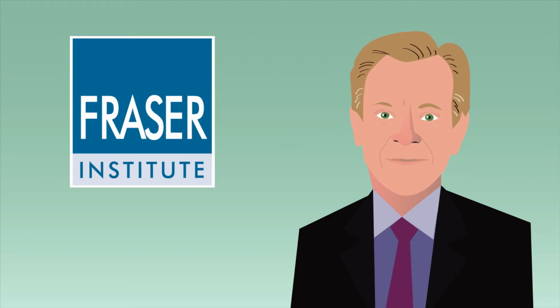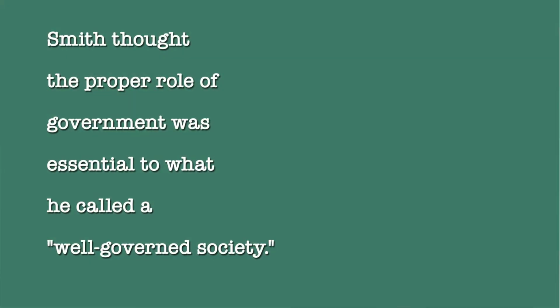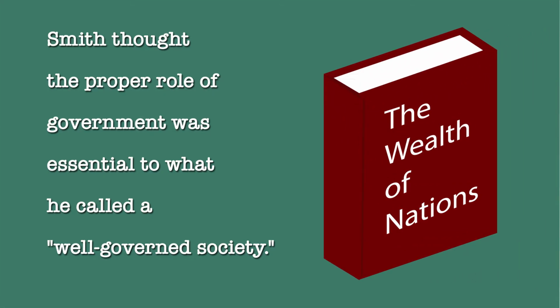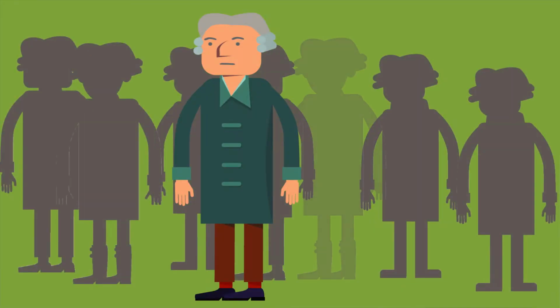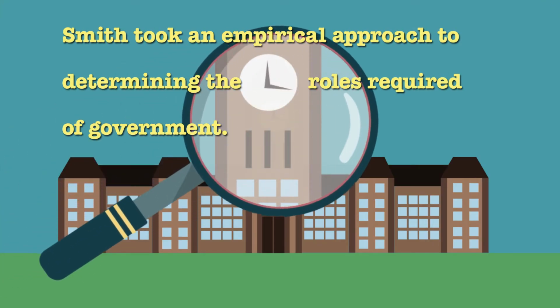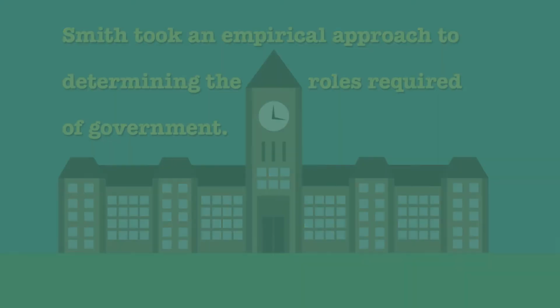This video, part of a Fraser Institute series on the key ideas of Adam Smith, based on my book, The Essential Adam Smith, focuses on the proper role of government, which Smith thought was essential to what he called a well-governed society. In The Wealth of Nations, Smith wrote about the necessary roles of government, which he called the sovereign. Unlike many of his contemporaries in the Scottish Enlightenment, Smith took an empirical approach to determining the roles required of government to create an environment conducive to prosperity.